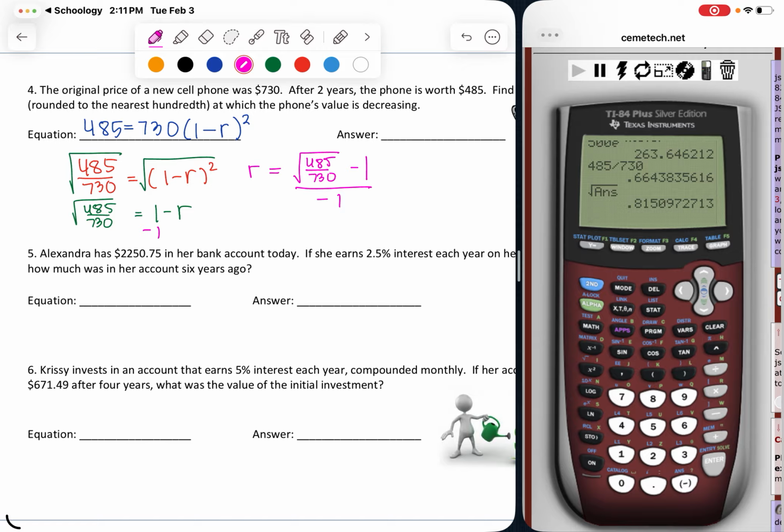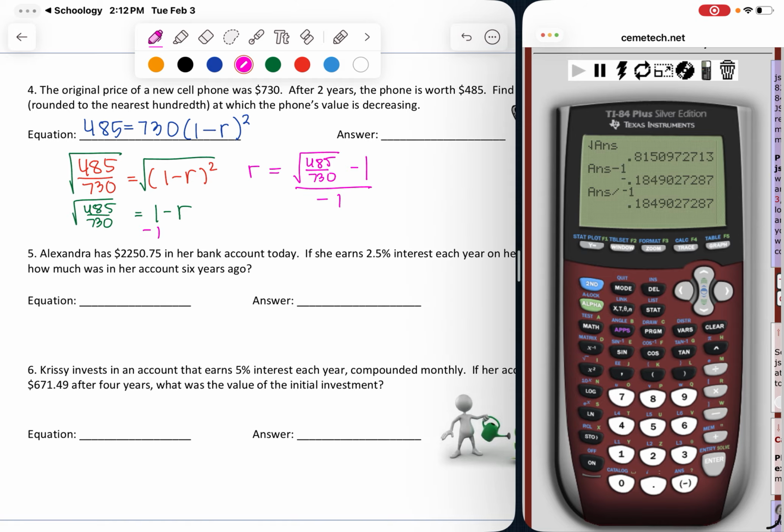So let's do that. I already did the square root. That's that. Minus 1 divided by negative 1. Oh, don't worry. Oh no, I gotta retype it. It's okay though. All right, 485 divided by 730. I could get it back on my screen, but I'd rather just redo it. Square root of that, square root of second answer. All right, now I have to do minus 1 and then divided by negative 1. And that is my rate.